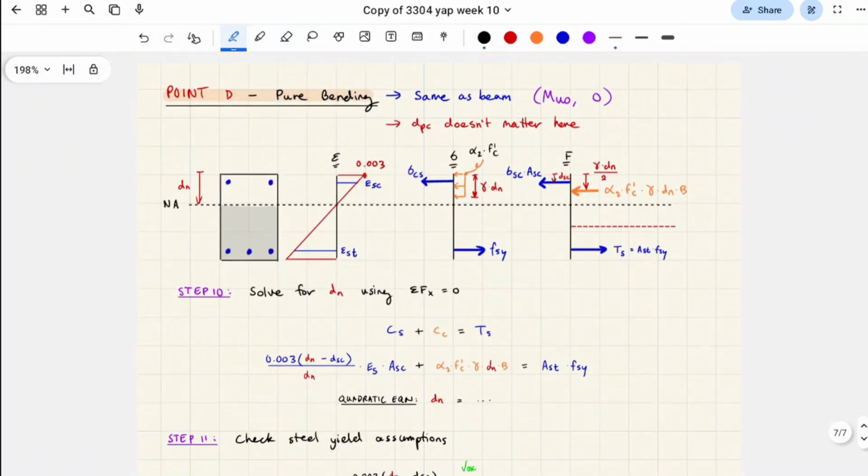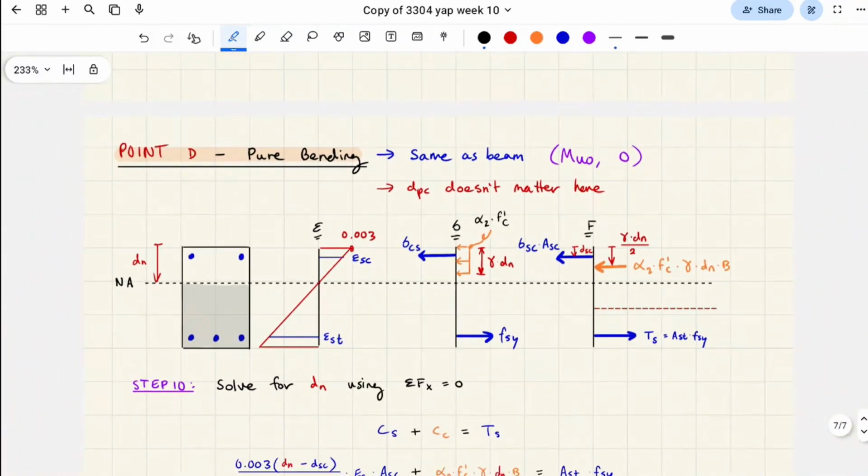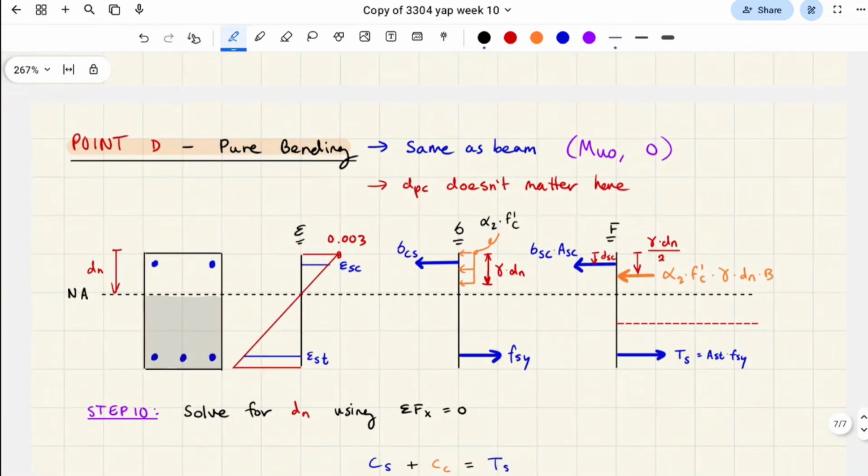All right. So we are back to pure bending. So we actually don't need the depth to the plastic centroid for the case of pure bending because it only applies when you have axial forces. And in the case of pure bending, we don't have any axial forces.